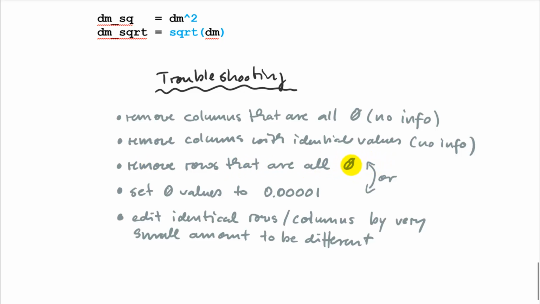The next one is remove all rows that are zero. So that can actually mean something. I don't like to throw out rows that are all zeros because I may have plots that just have zero frequency of a set of plants in it that I'm interested in ordination.